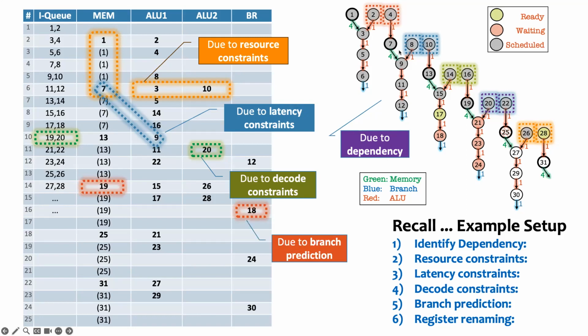I'm just finding some empty space to draw my animation. 19 depends on 18, right? But because of branch prediction and the target buffer, I can run 19 before 18. And finally, register renaming. Where did we use that? Or what will happen if I do not have register renaming?